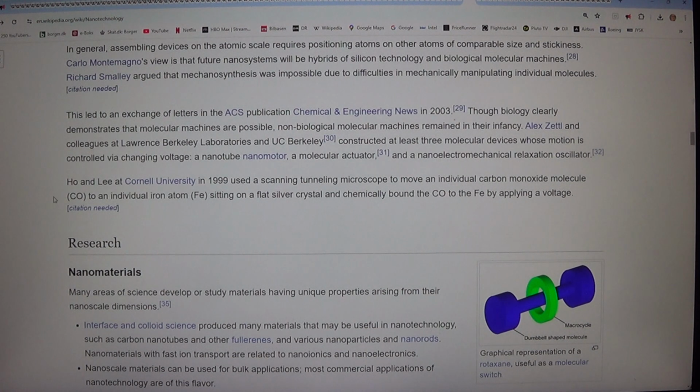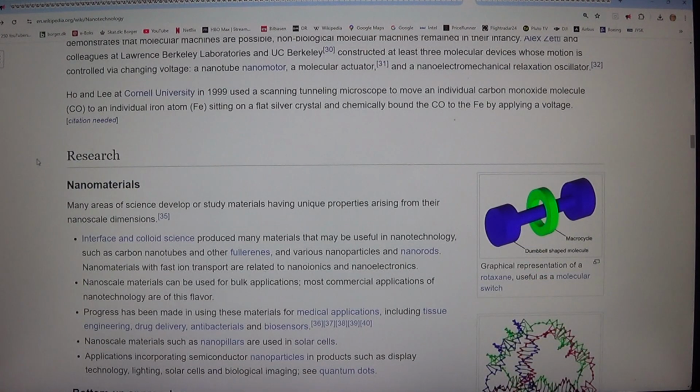Alex Zettl and colleagues at Lawrence Berkeley Laboratories and UC Berkeley constructed at least three molecular devices whose motion is controlled via changing voltage: a nanotube nanomotor, a molecular actuator, and a nanoelectromechanical relaxation oscillator. Ho and Lee at Cornell University in 1999 used a scanning tunneling microscope to move an individual carbon monoxide molecule, CO, to an individual iron atom, Fe, sitting on a flat silver crystal, and chemically bound the CO to the Fe by applying a voltage.